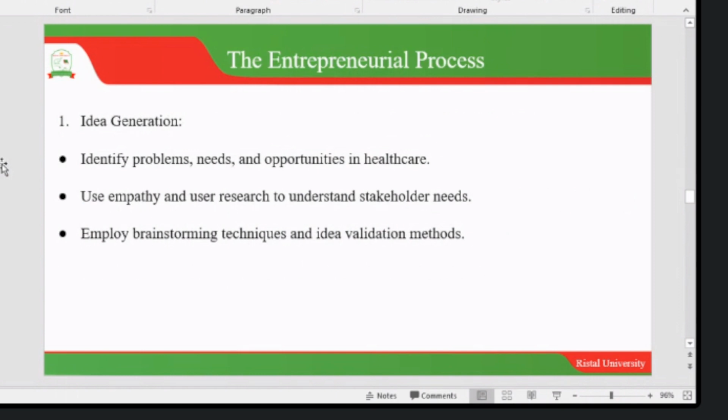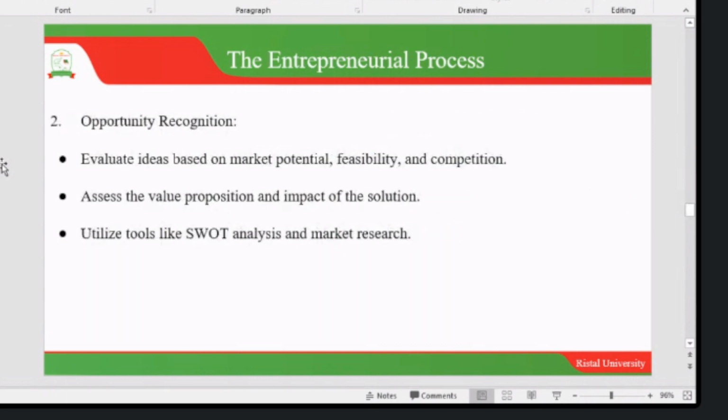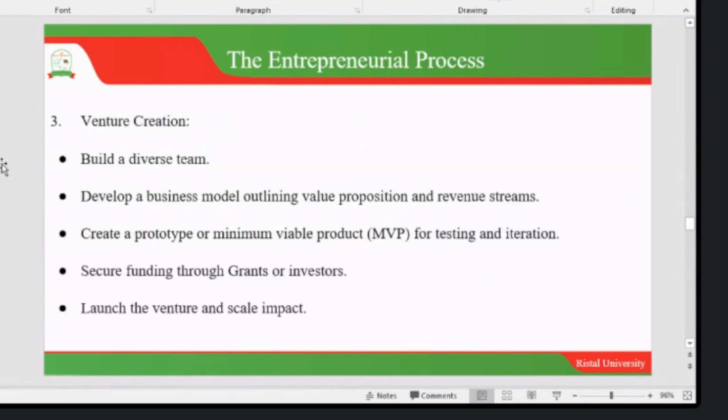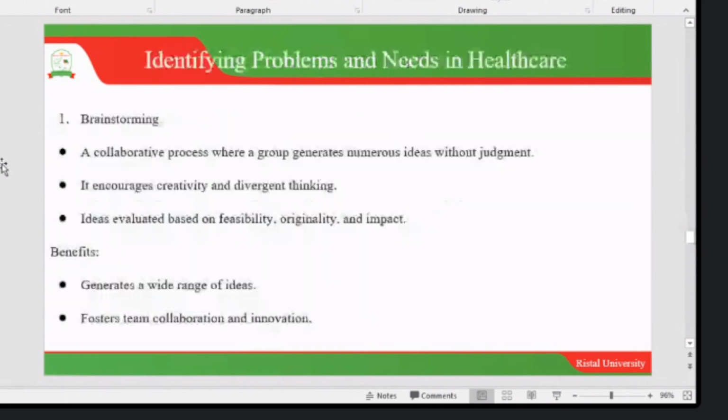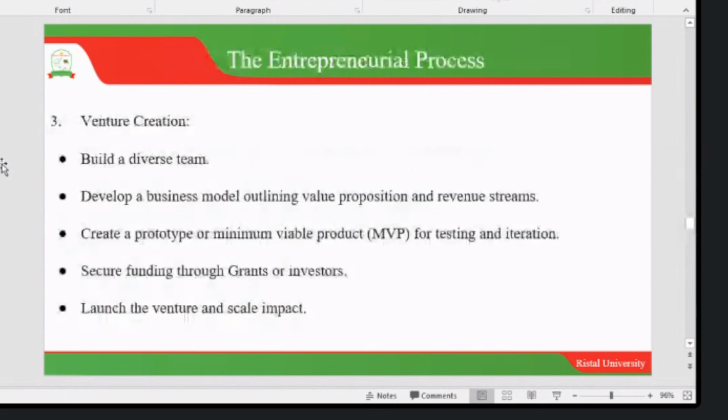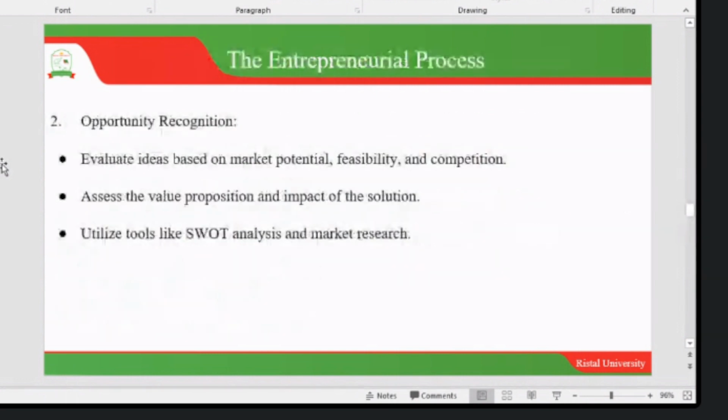All right. So as we conclude, we need to look at the entrepreneurial process, and it includes issues of generating an idea, recognizing the opportunity, creating the venture, and then making sure that you launch it and you scale it up.